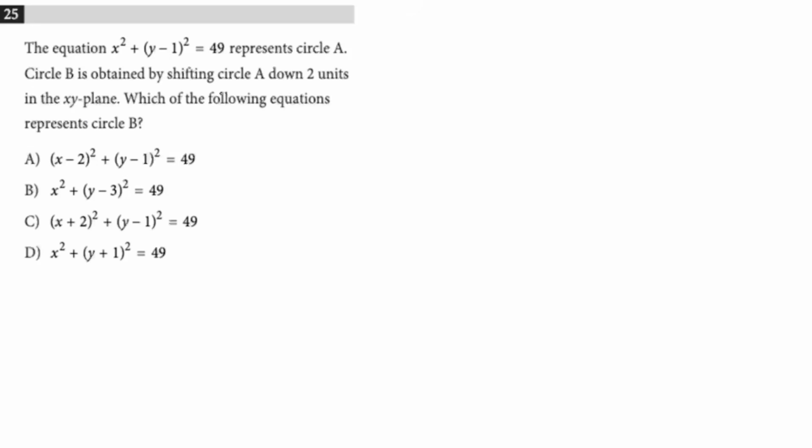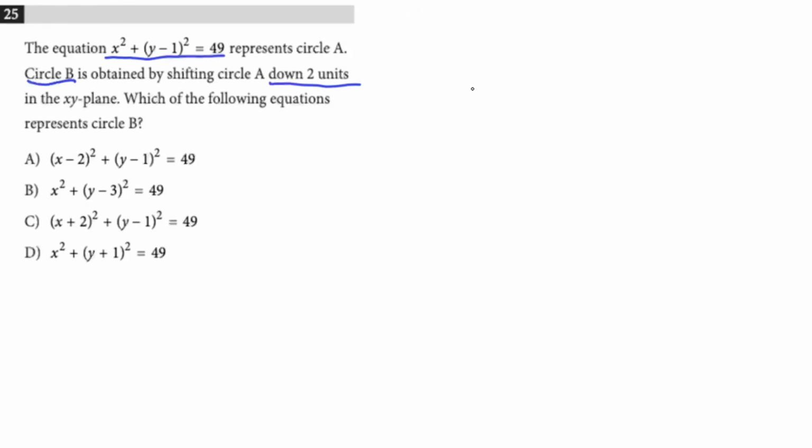So this question is dealing with circles. We're told that this equation represents the first circle, and then circle B is obtained by shifting circle A down 2 units. So we just have to figure out what circle B is. These are potential equations of circle B.